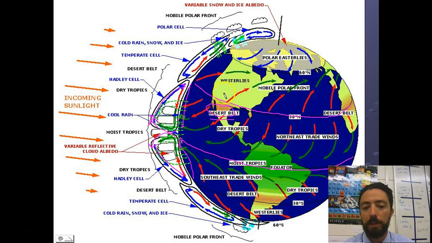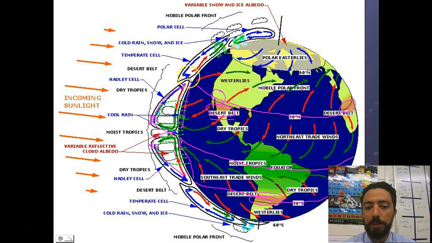Here's our Mexican and southwestern United States desert. Here's the Saharan desert over in Africa. And then you've got your desert down here at the bottom of South America on that 30 degrees south latitude. So it's very dry air. We also get another cycle up here.